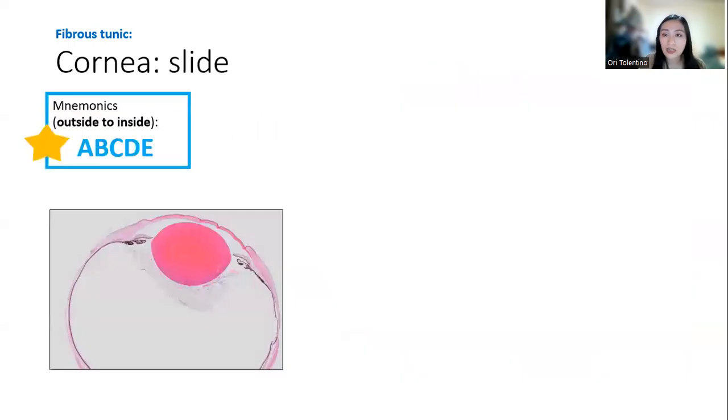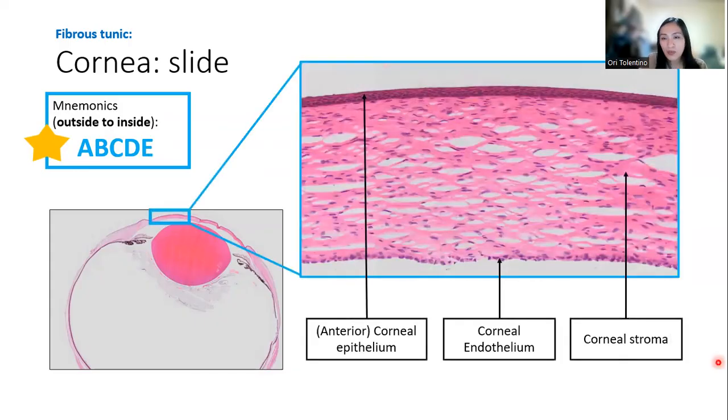Remember the corneal layers mnemonic, A, B, C, D, E: anterior corneal epithelium, Bowman membrane, corneal stroma, Descemet membrane, and endothelium. But not all these layers can be seen in our slide. For example, the Bowman's membrane and Descemet's membrane are so thin, they cannot be seen clearly.